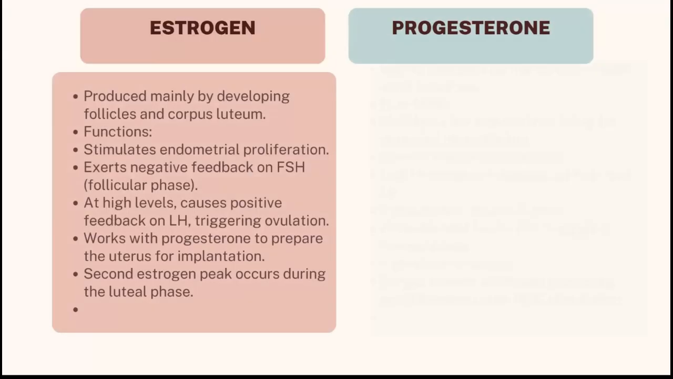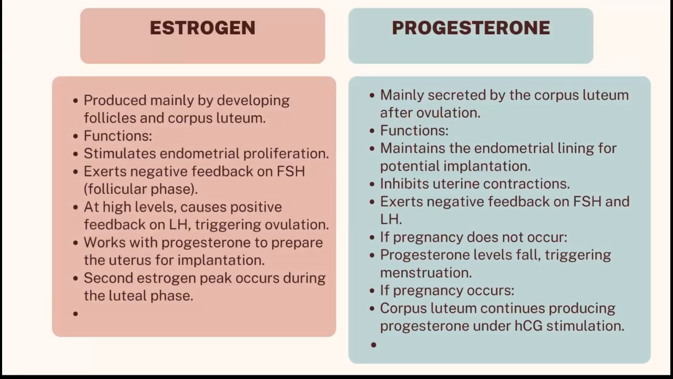Now for estrogen and progesterone. Estrogen is produced by developing follicles and the corpus luteum. It helps in growing the endometrial lining, provides negative feedback on FSH, and triggers the LH surge for ovulation. It also supports uterine preparation for implantation.